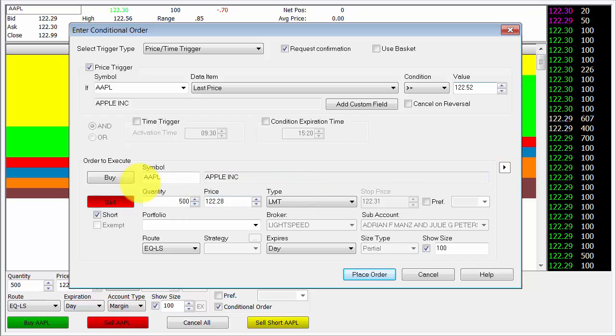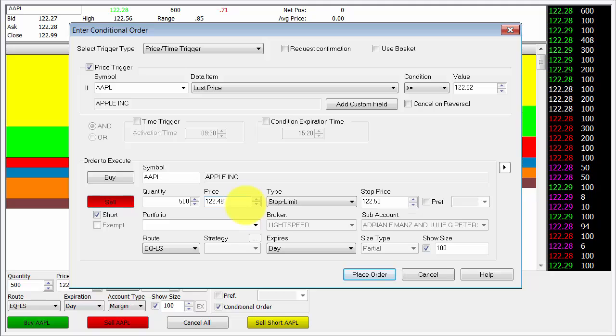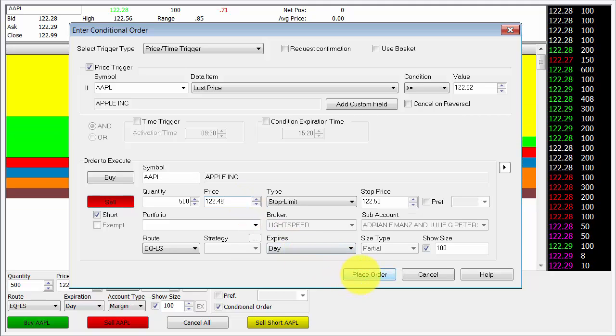that entry price. If that happens, we're going to sell short, turn off request confirmation, put a stop limit order together. 122.50 is going to be the activation price or the stop price. 122.49, the worst price I'm willing to accept. And then we click on place order.